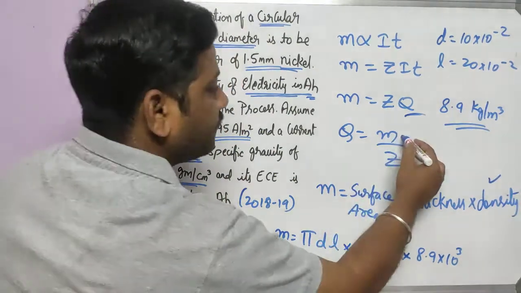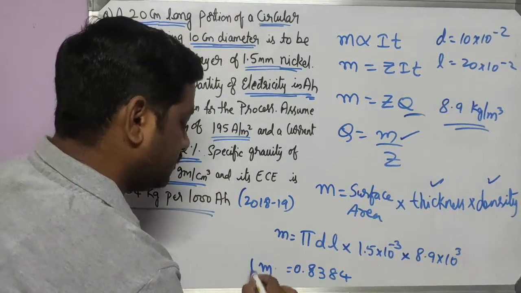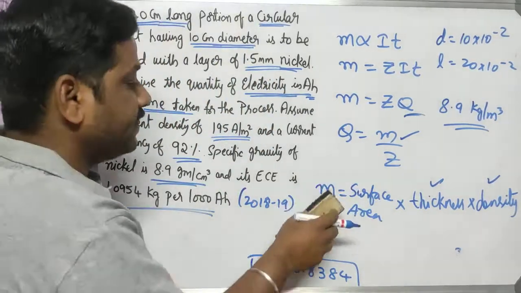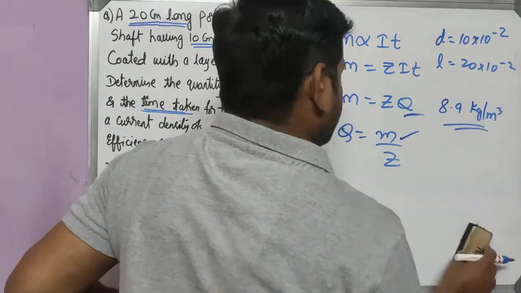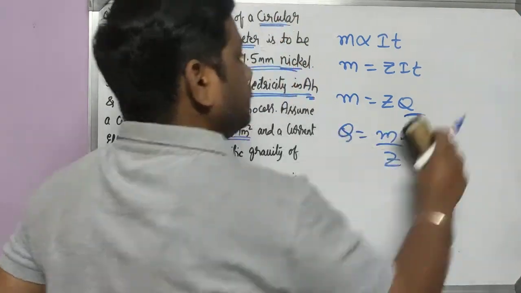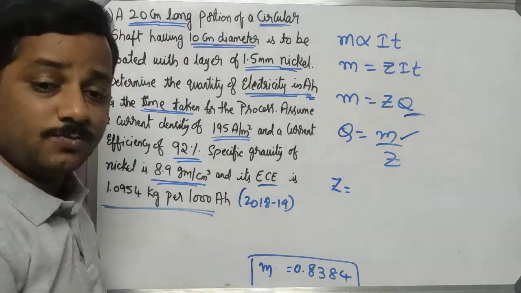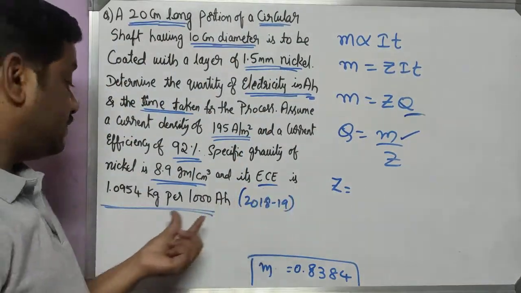Now let's see, you got M. So let me write this M here as it is. I will erase this and let us try to find what is Z. Okay, so what is the value of Z? So let me try to get that. So Z is nothing but ECE, the electrochemical equivalent of an element. That is already given here.